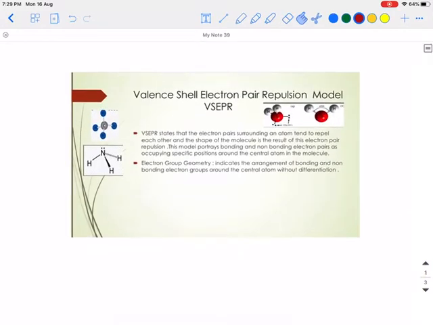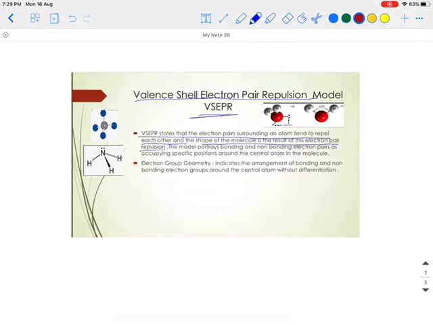Hello everyone. In this video we will learn about the valence shell electron pair repulsion model, or the VSEPR model. When we want to draw a molecule, we have to care about the electron pairs surrounding an atom in the molecule. Why? Because electron pairs tend to repel each other, and the shape of the molecule is the result of this electron pair repulsion.